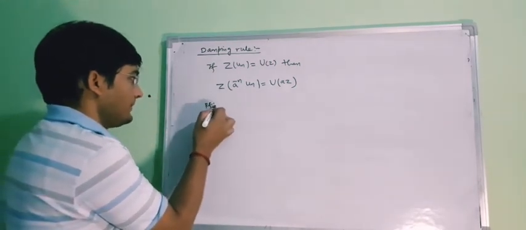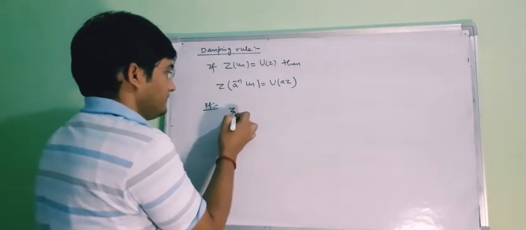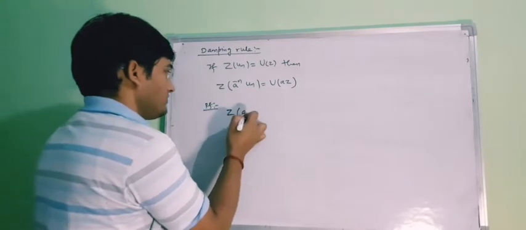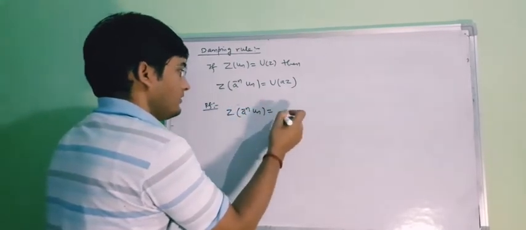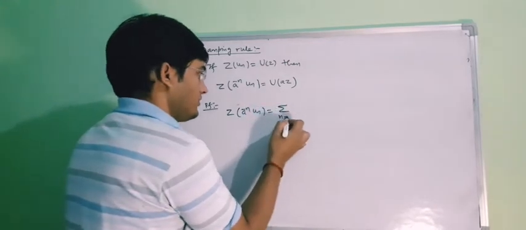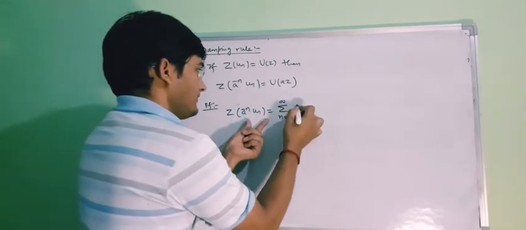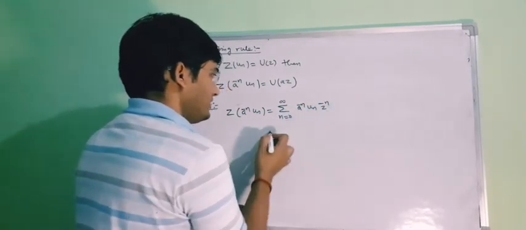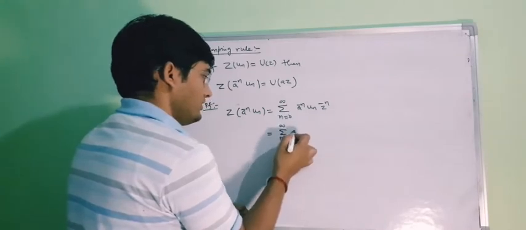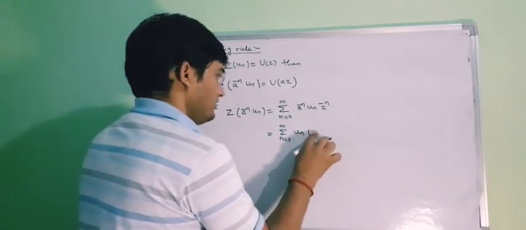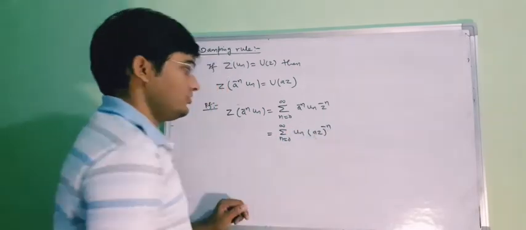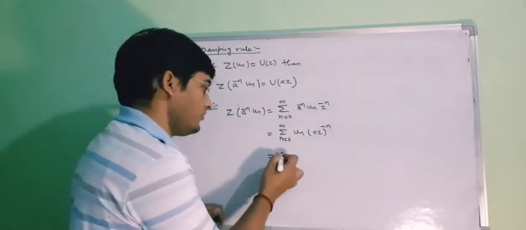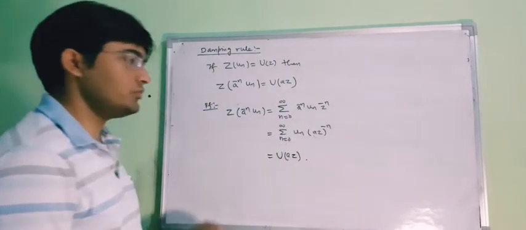So proof, let us start with U(az) or with the left hand side. So the Z transformation of a power minus n u(n) will be, use your definition, n equal to 0 to infinity, the sequence, and then z to power minus n. So this can be written as sum n equal to 0 to infinity u(n) (az) power minus n. So you can see that we are getting az in place of z. So this will be your U of az. So this is your proof.